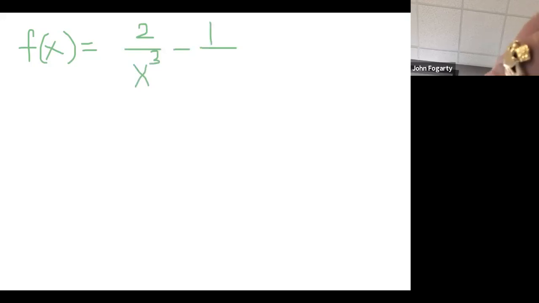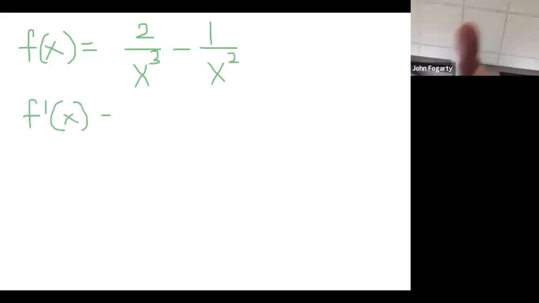Now I'm going to try to trick you. Ready? f of x equals 2 over x to the 3rd minus 1 over x squared. What's f prime of x? Use everything you've learned so far, right?